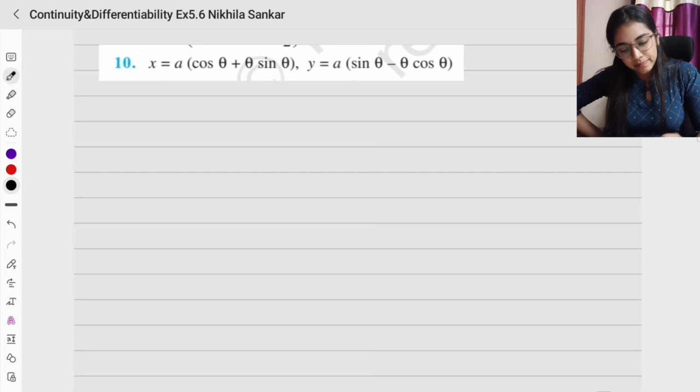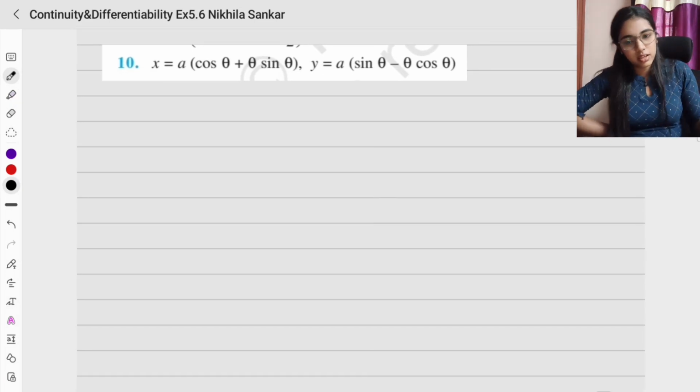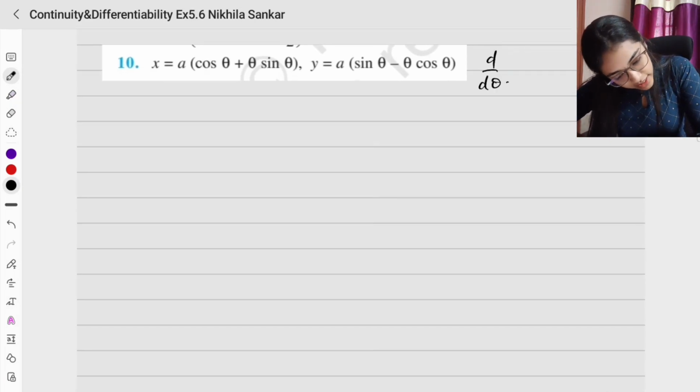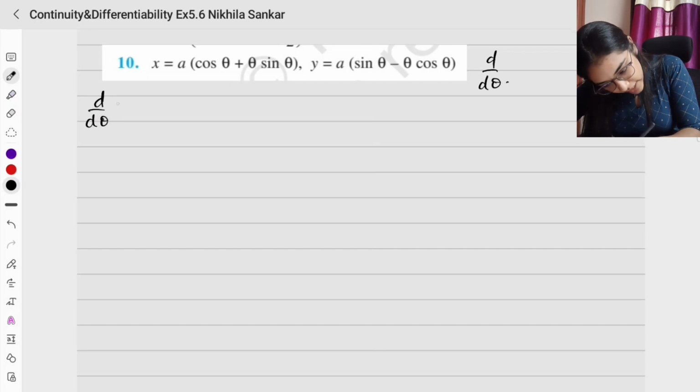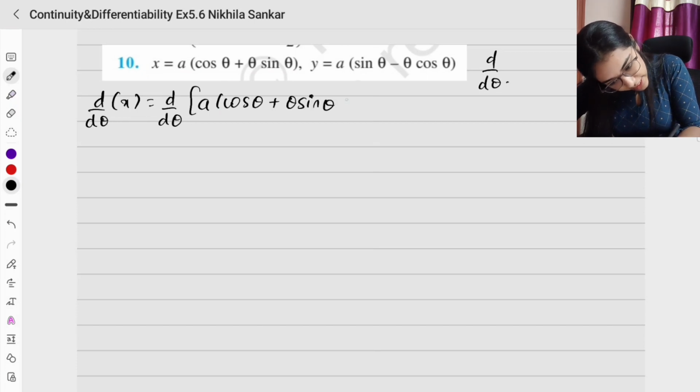Question number 10. This is again dependent on theta. So I'll have to do d by d theta of x equals d by d theta of a into cos theta plus theta sin theta. Now I need to differentiate with respect to theta. A is a constant, so that is going to come out.